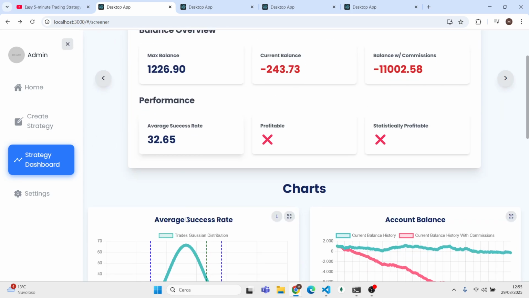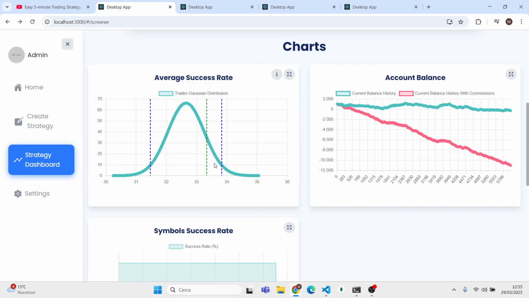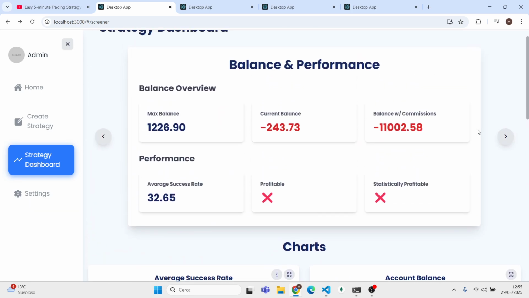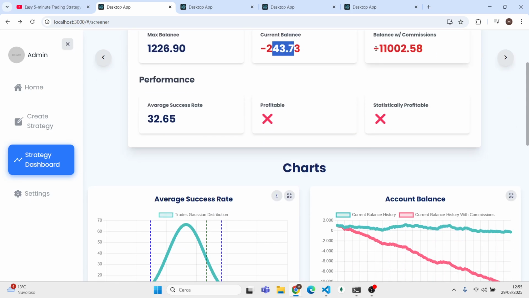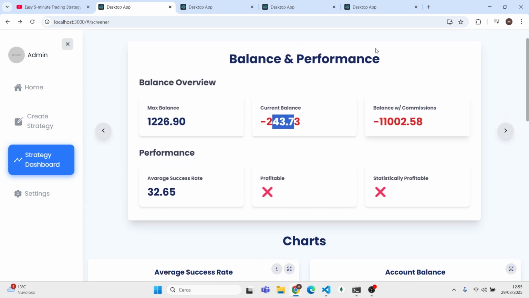32.65. So not a good average success rate. The average success rate break even is here, and it didn't go past it, so it's not profitable, as you can see, and also not statistically profitable with commissions. Then we can see our balance to be negative with commissions. Don't look at this one, because if you had tried this strategy in real time, you would have cried.